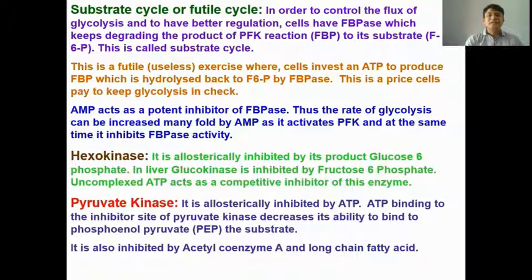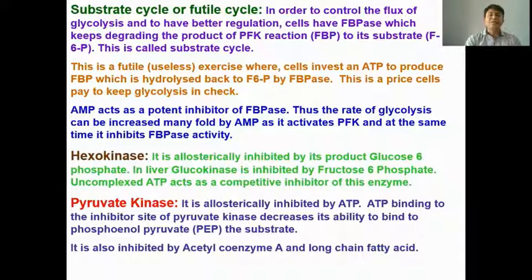Substrate cycle or futile cycle. In order to control the flux of glycolysis and to have better regulation, cells have FBPase, which keeps degrading the product of the phosphofructokinase reaction back to its substrate, fructose 6-phosphate. This is called the substrate cycle. This is a futile or useless exercise where cells invest an ATP to produce FBP, which is hydrolyzed back to fructose 6-phosphate by fructose 1,6-bisphosphatase. This is a price cells pay to keep glycolysis in check.